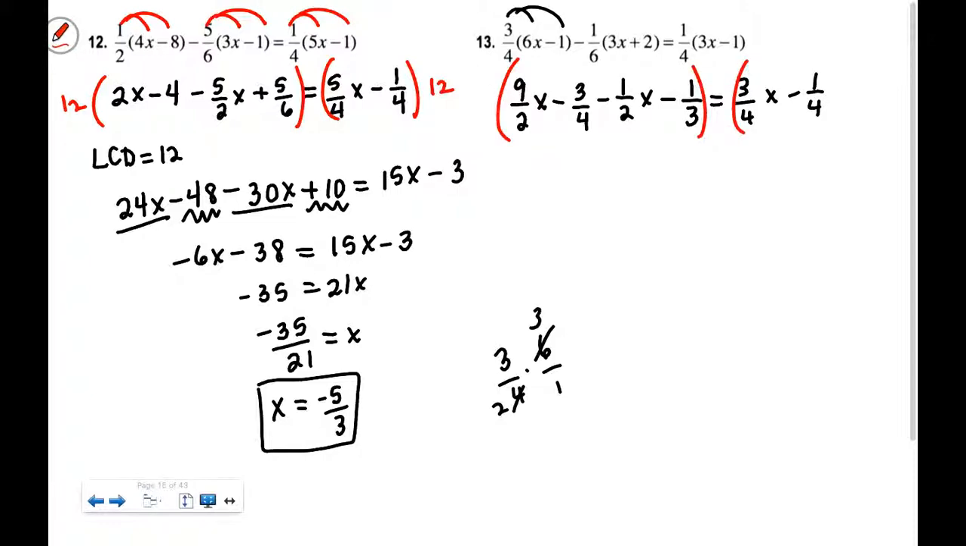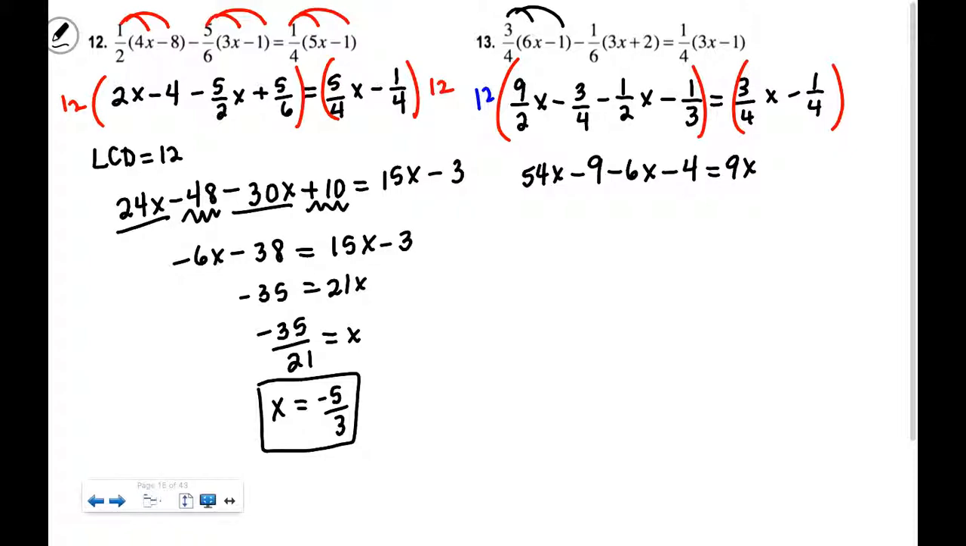What do I multiply by to clear my fractions? 12. Yeah, so we're going to multiply through by 12. I'm going to do this kind of quickly. 12 times 9 over 2 is going to be 6 times 9, so 54x, minus 12 times 3 over 4 is going to be 9, so minus 9, minus 6x minus 4 equals 12 times 3 over 4 is 9x. 12 times negative 1/4 is negative 3. So I get 54 minus 6, 48. Negative 9 minus 4, negative 13.